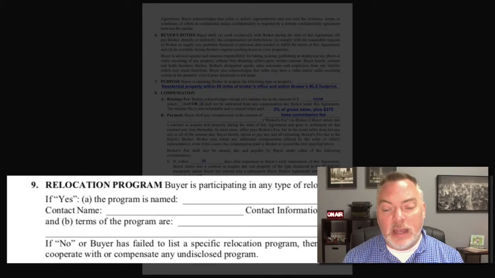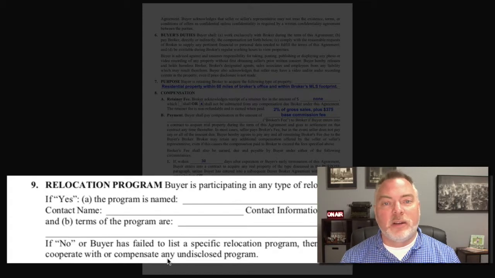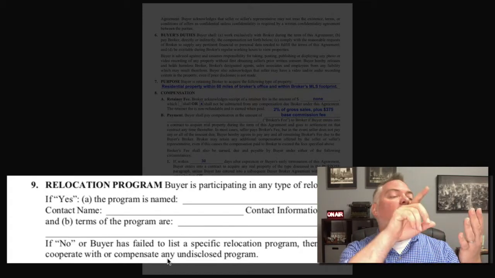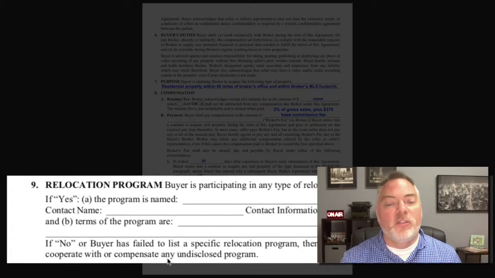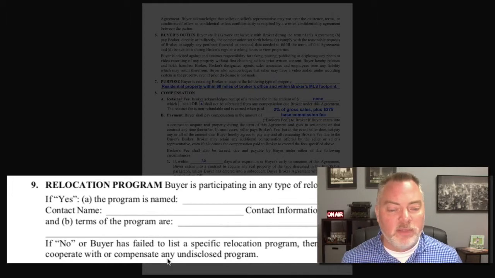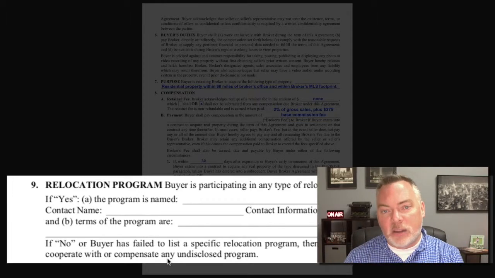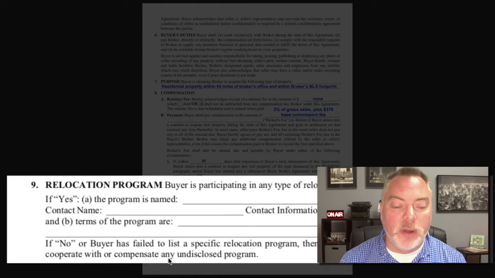Paragraph 9 is a relocation program. If you're relocating, then we would fill out this information. If you're not, we're going to hit no. And this should be a trigger. You don't have to sit there and ask, are you a member of USAA or Navy Fed or any of those? Just ask them if they're aware they have relocation benefits. If they do, list them in here and then act accordingly to respond to it.